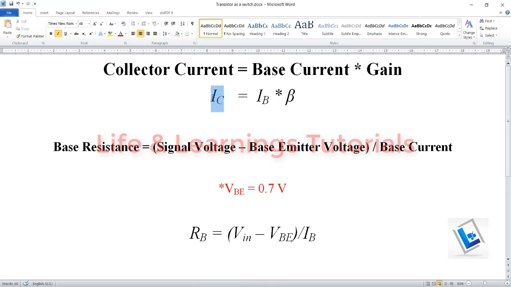First one is the collector current, which is denoted with IC, and it is equal to base current multiplied by the gain of the transistor, which is also known as HFE. And the second equation is the required base resistance, which will limit the current to the base when we operate the transistor as a switch. So the base resistance will be equal to the supply input voltage, which we will provide on the base, subtracting the base emitter voltage, which is generally 0.7 volt in most cases, and divided by the base current.